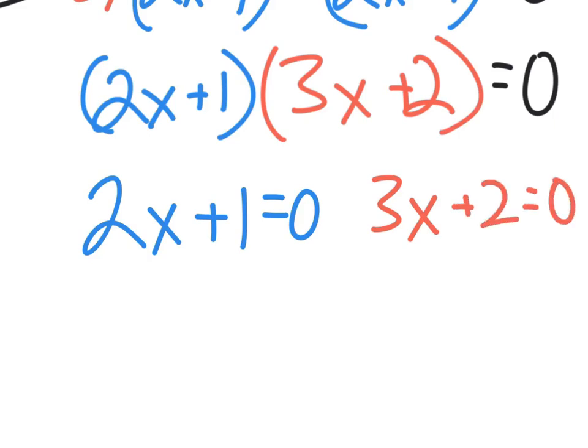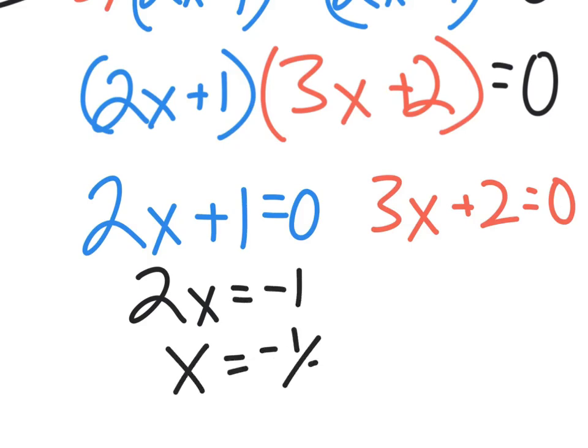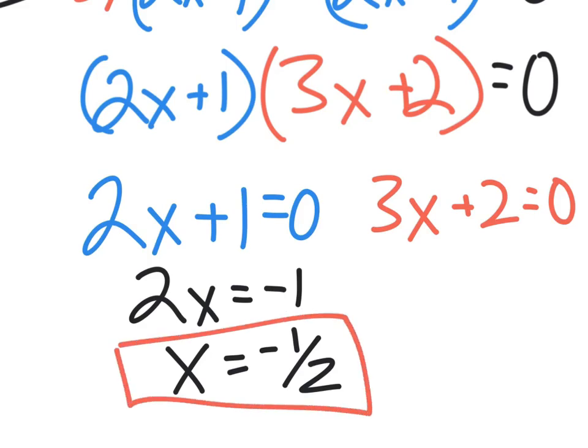All right, and so then, of course, we're going to subtract. We're looking at the blue side, right, the left side. We're going to subtract 1 from both sides. So we've got 2x equals -1, and then x equals -1/2. All right, so that's the first root. Tremendous. And what about the right side?